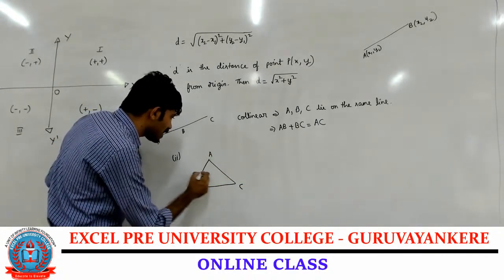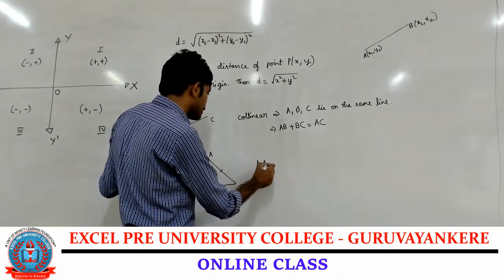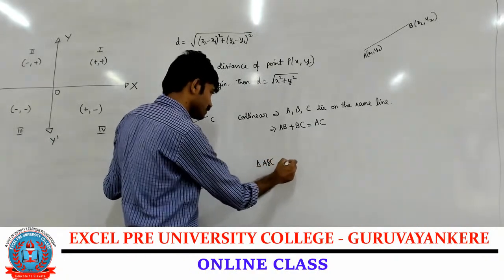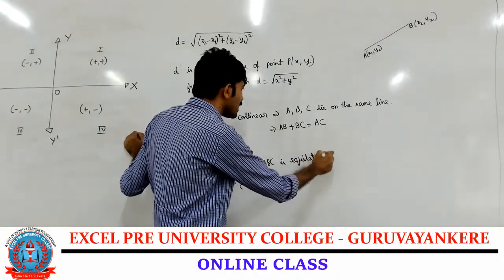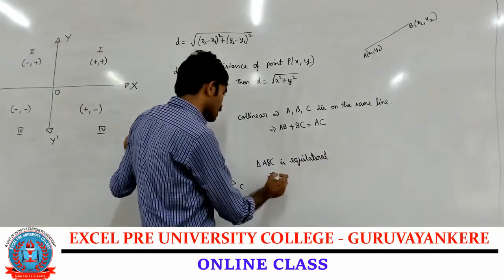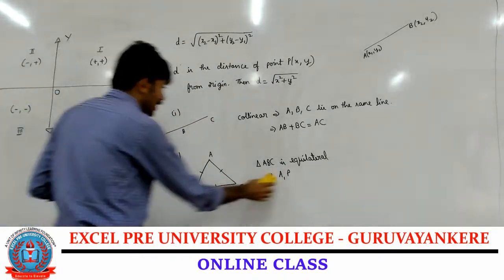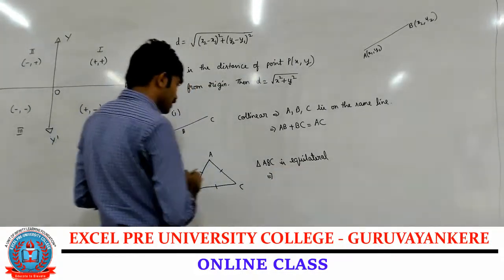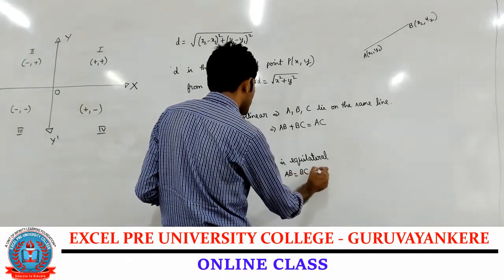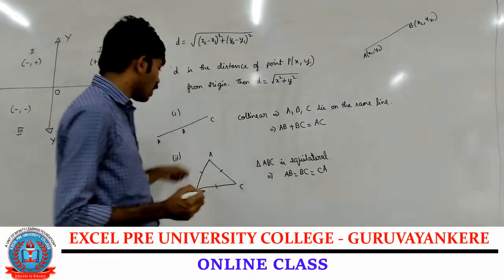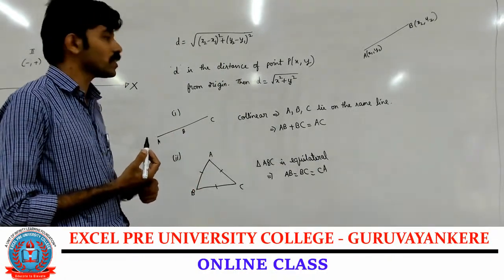Triangle ABC is said to be an equilateral triangle if all the sides are equal. Triangle ABC is equilateral implies the sides are equal: AB equal to BC equal to CA, correct? All the sides are equal. Using the distance formula we can prove all the sides are equal.